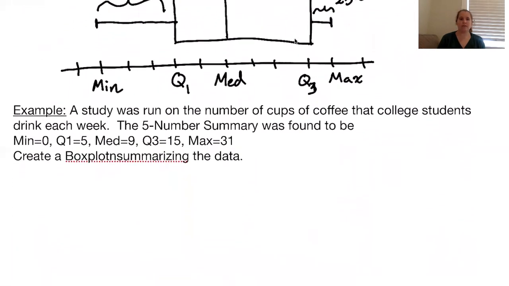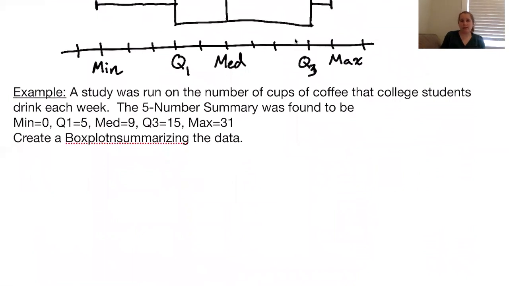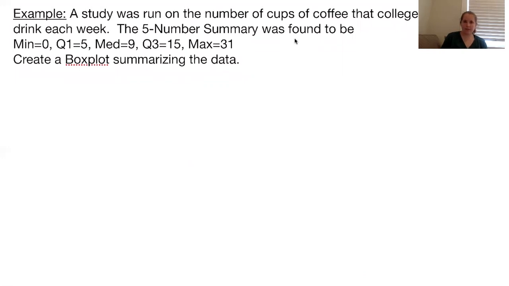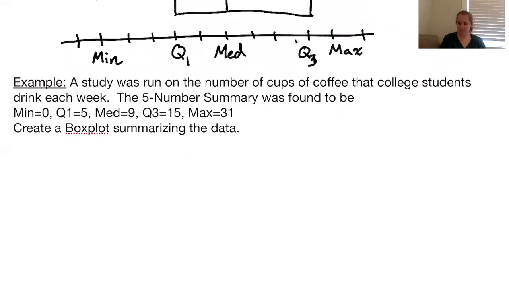A study was run on the number of cups of coffee that college students drink each week. The 5-number summary was found to be min equals 0, Q1 equals 5, med equals 9, Q3 equals 15, and max equals 31. I clearly have an error here. That should be Boxplots: Summarizing the Data, there we go.